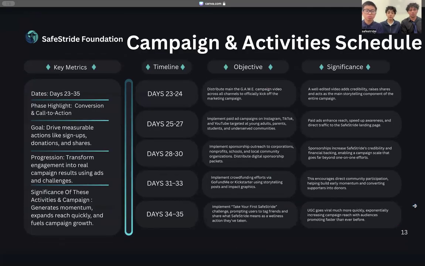Days 23 to 35. This highlights conversion and call to action. We plan to drive measurable actions like signups, donations, as well as shares. And we plan to transform engagement into real app users and campaign results using organic methods, as well as paid ads and challenges. The significance of this campaign is to generate momentum, expand quickly, and fuel campaign growth. Throughout this phase, our target colleges are going to be colleges that are strongly healthcare based, such as UIC in St. Louis.